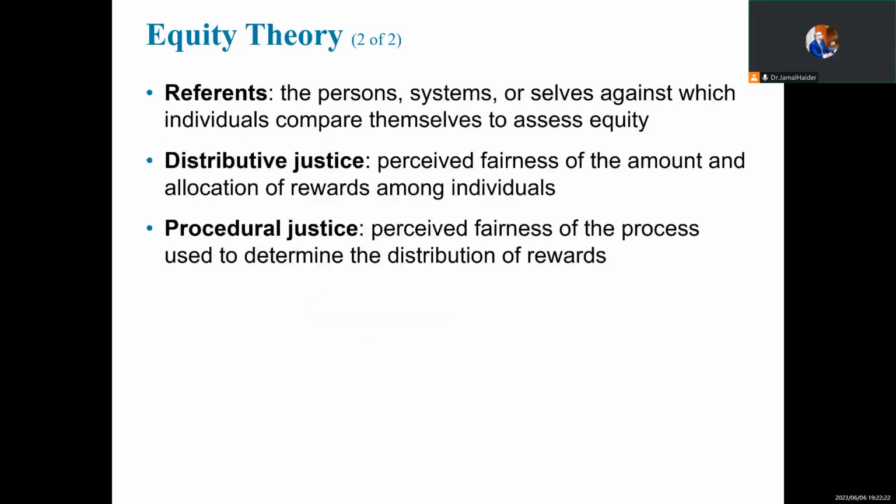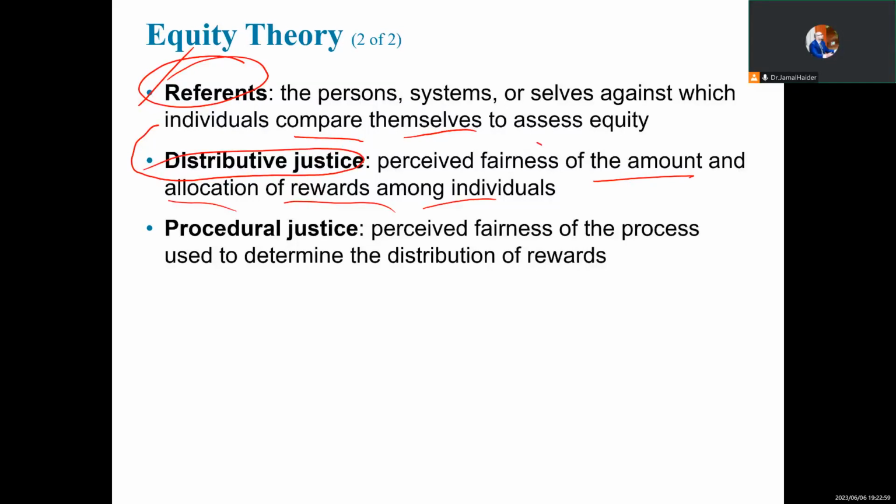Right. So in equity theory, first of all, you must have someone to compare against: the person, system, or selves against which individuals compare themselves to assess the equity. Then there is distributive justice, which means you perceive the fairness of the amount and allocation of rewards among individuals. You fairly compare all those activities that he is performing and you are performing.